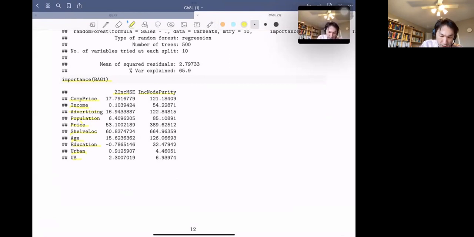Percent increase in MSE means how much the mean squared error increases if we drop a specific variable. For example, if we drop the competitor price, then the MSE will increase by 17.7%. So this variable is somewhat important. Maybe more important variables are price or shelf location, because we have a larger increase in MSE.